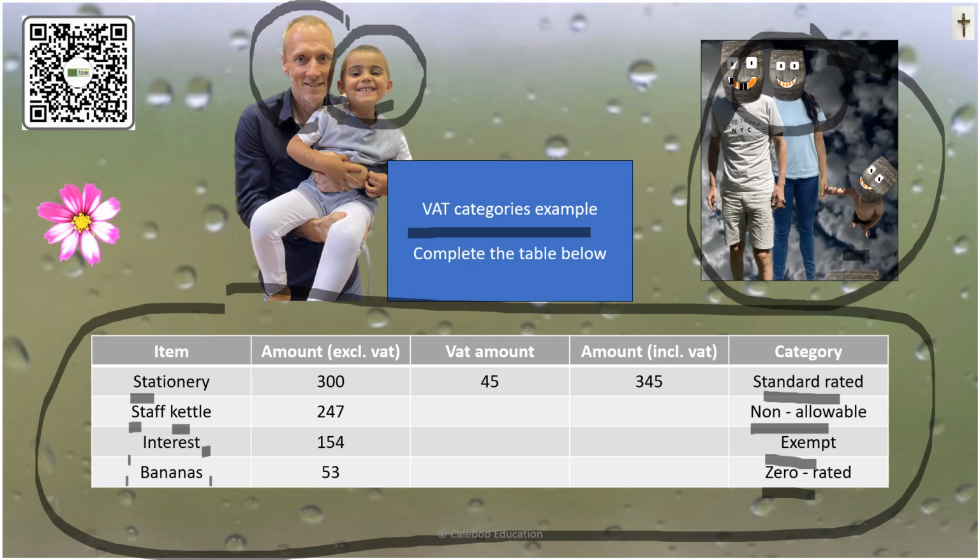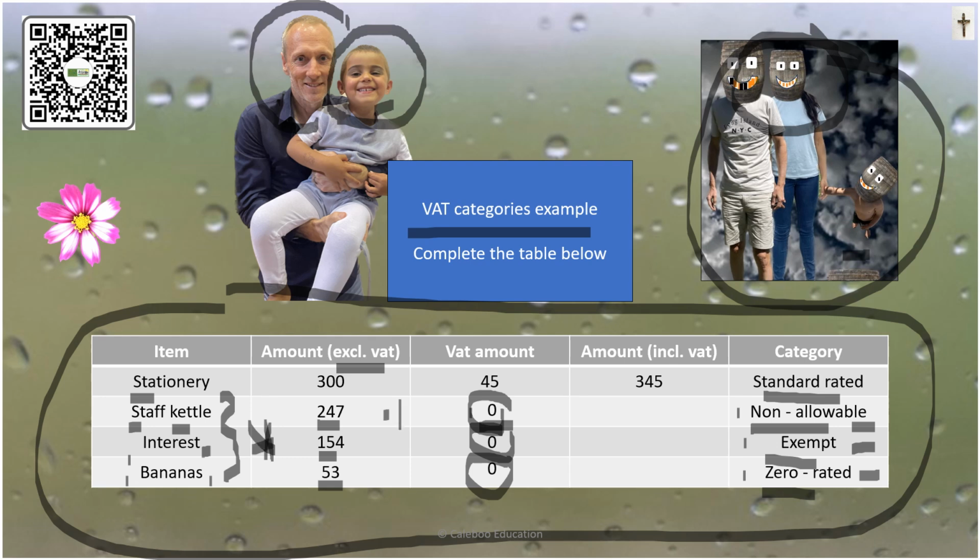Now, the reason I'm showing you this is to remind you that for non-allowable, exempt, and 0 rated items, there is no VAT. 0% equals 0 rands. Nothing, nothing. A common error is for people to categorize these correctly, but then they go and calculate 15% of the exclusive amount, 247,154.53. These items, there is no VAT.